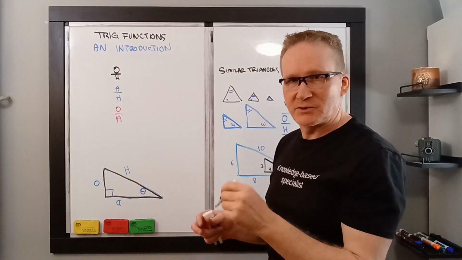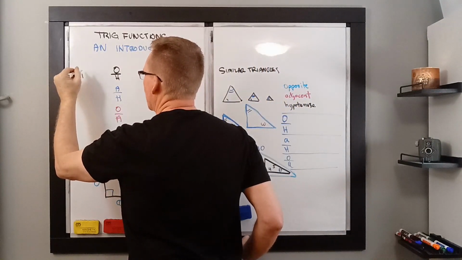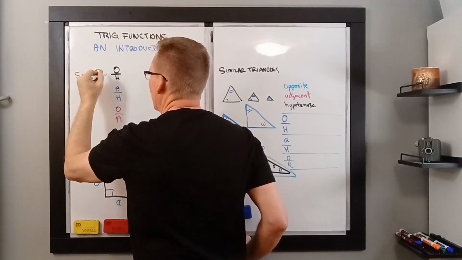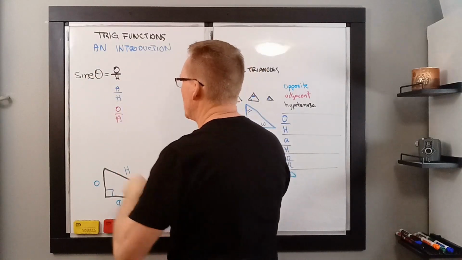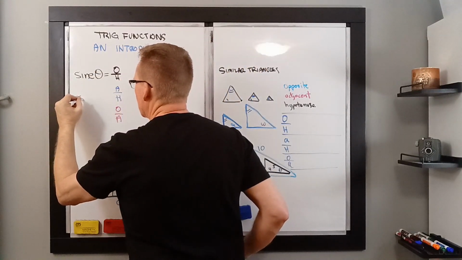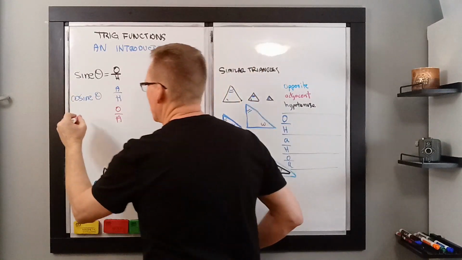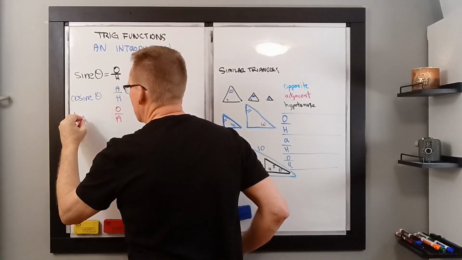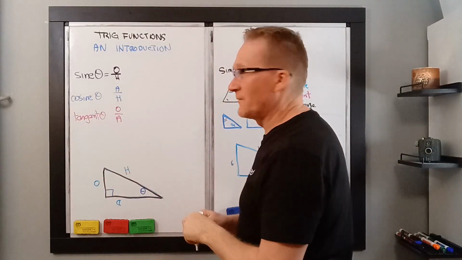Each of these has a certain meaning, or we've given them a definition. What we do is we're calling this the sine of angle theta. That's the opposite over hypotenuse. And this one here, the blue one, we call the cosine of angle theta. And this pink one here, we call the tangent of angle theta.